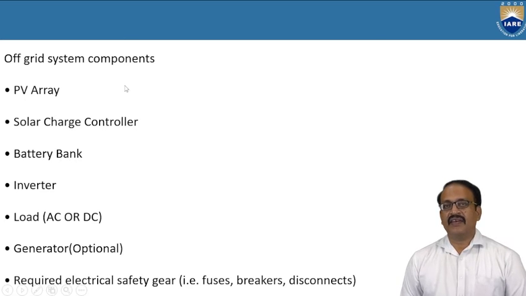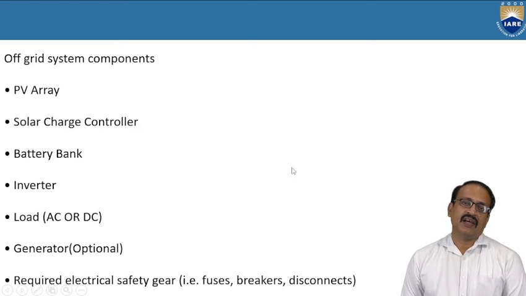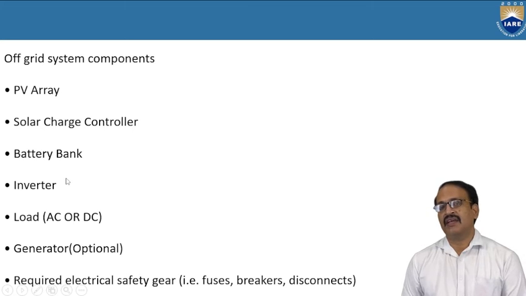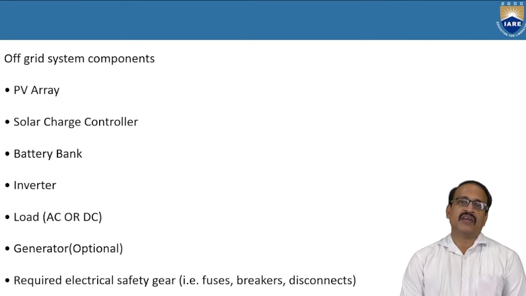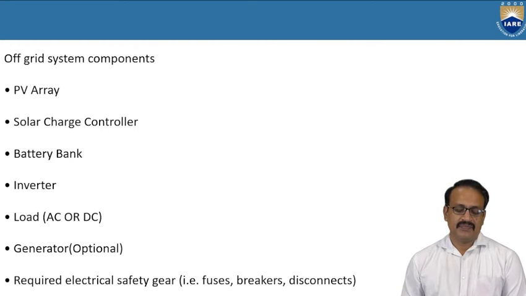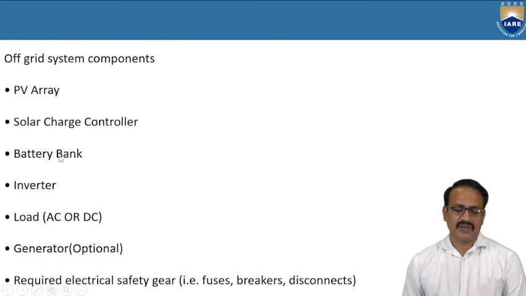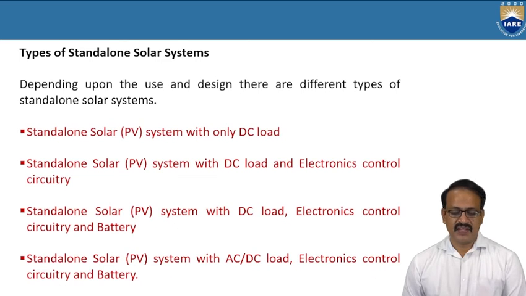See, what we will generally be having: the arrays, the battery bank, the inverter, the charge controller, and the fuses. All these things will generally be there.